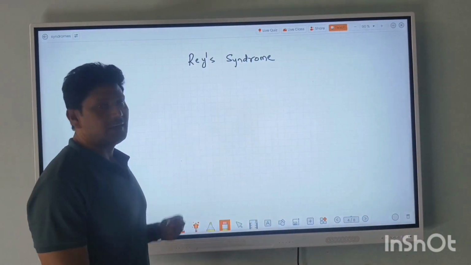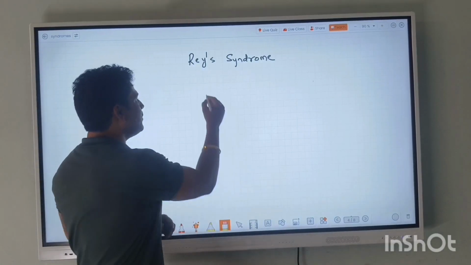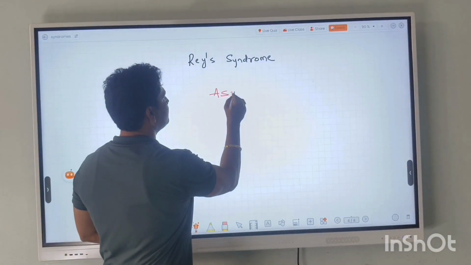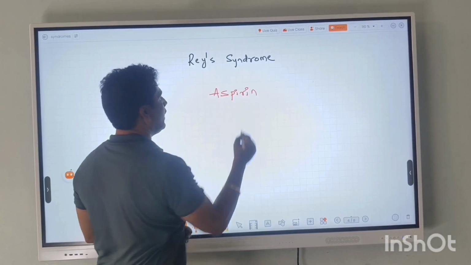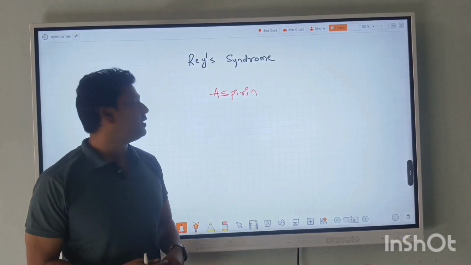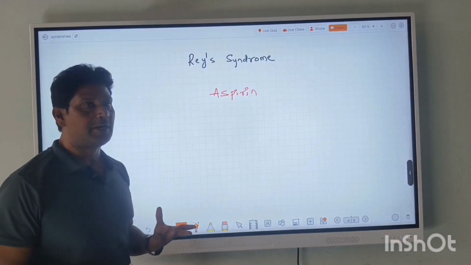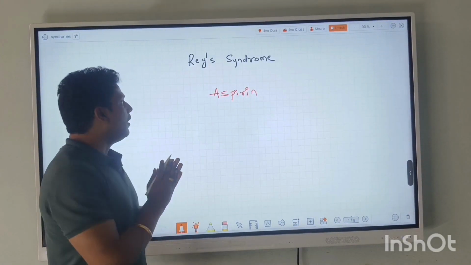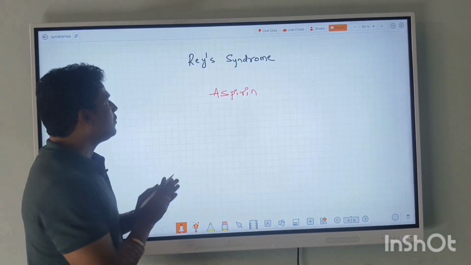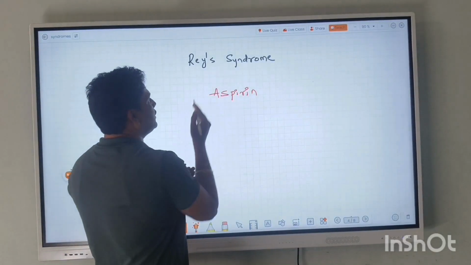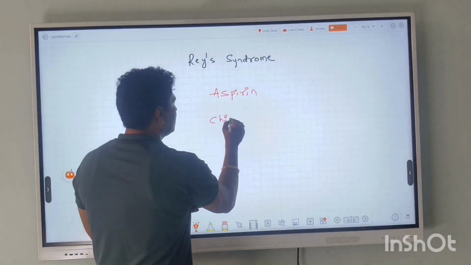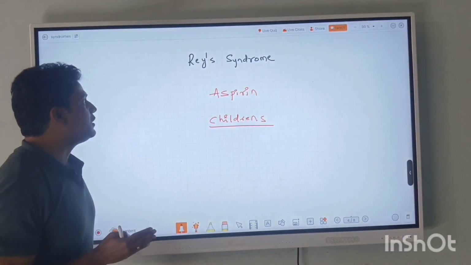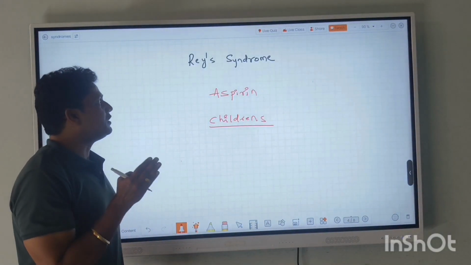Next syndrome is Reye syndrome. Reye syndrome caused by aspirin. Aspirin is a non-steroidal anti-inflammatory drug, analgesic, antipyretic. At low doses, it acts as an antiplatelet drug. So aspirin produces Reye syndrome in children.